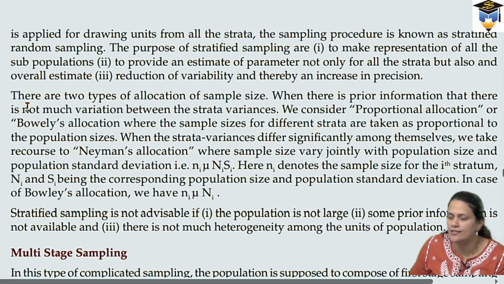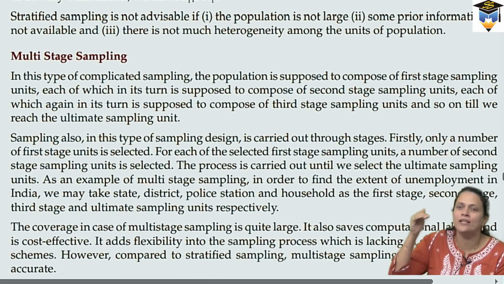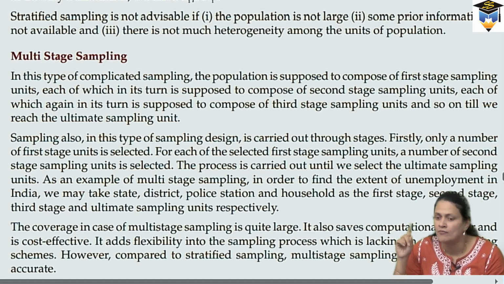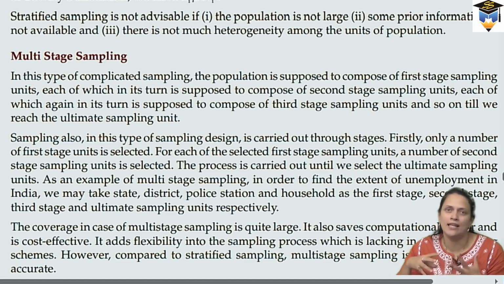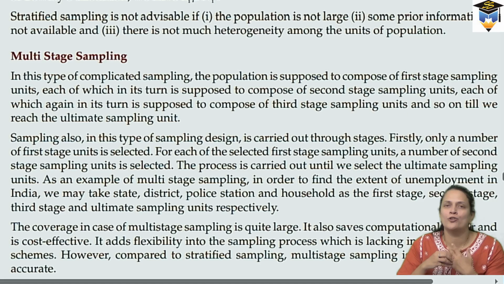Next is the multi-stage. I hope I have explained this clearly. Any doubts, anyone? Now let us go to multi-stage. As the name suggests, there are going to be 3-4 stages in that. Multi-stage sampling means it is a complicated sampling. The population is supposed to be composed of first stage sampling units, each in turn. Okay, so let me give you an example for this.